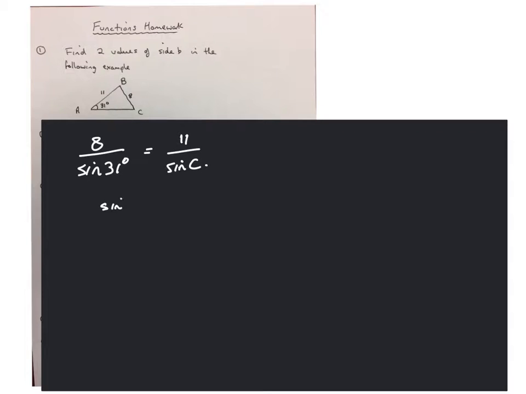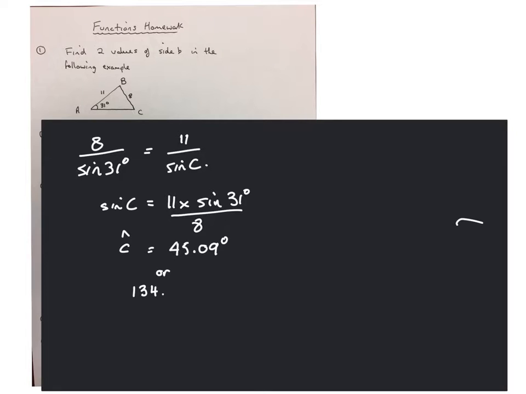and sine C will equal 11 times sine 31 all over 8, and therefore angle C will equal 45.09 degrees, or it could be the other one, 134.91 degrees.